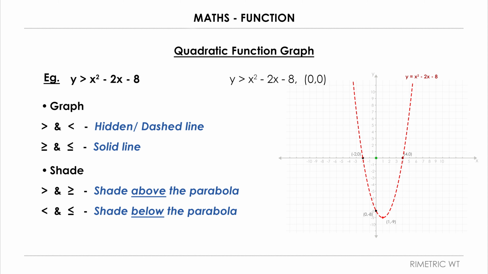When we do, we get 0 greater than 0 squared minus 2 times 0 minus 8. Then we get 0 greater than minus 8, which is true. Therefore, the area above the parabola indeed checks out. So we go ahead and shade the area above as shown. Just like that, we plot the graph of the function y greater than x squared minus 2x minus 8.